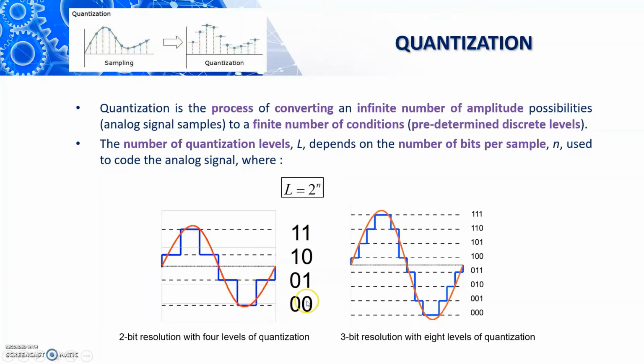Each level has its own code, which is used to code the analog signal. For example, when the value of n is equal to 3, the number of levels will be 2 to the power of 3, which is equal to 8 levels, 8 quantization levels. The higher the quantization levels, the more accurate the digital signal will be, which means it will be approximately the same as the analog signal when the level is much higher.